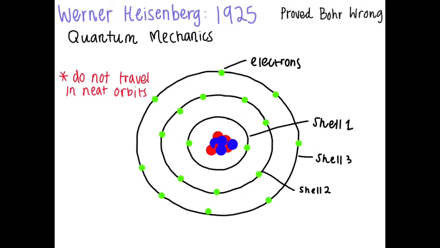In 1925, Werner Heisenberg proved Bohr wrong. Electrons do not travel in neat orbits. All electrons that contain photons will then change momentum in physics. He calculated the behavior of electrons and subatomic particles that make up an atom.